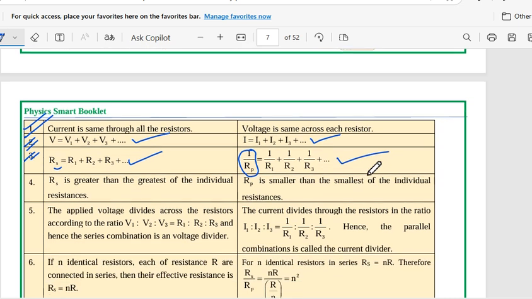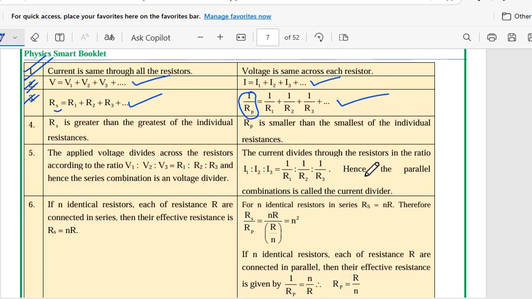Now here Rs is greater than the greatest of all the individual resistances. Okay, it is greater than all the individual resistances. But in case of Rp, the parallel combination, it is smaller than the smallest of the individual resistances.